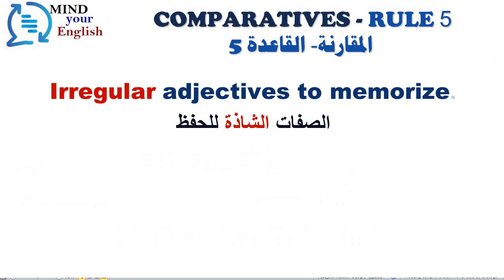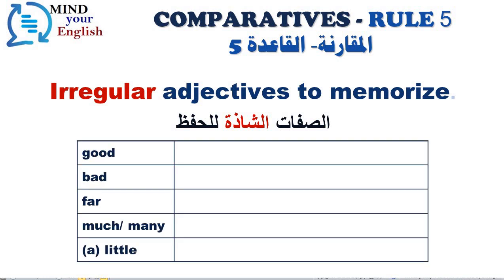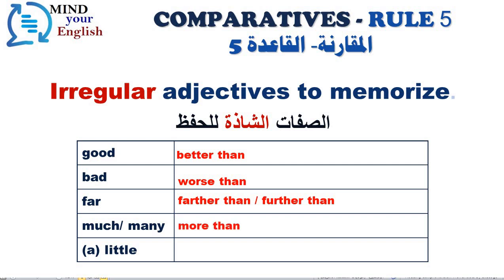Comparatives, Rule 5. Irregular adjectives to memorize. Good, better than. Bad, worse than. Far, farther than, further than. Much or many, more than. A little, less than.